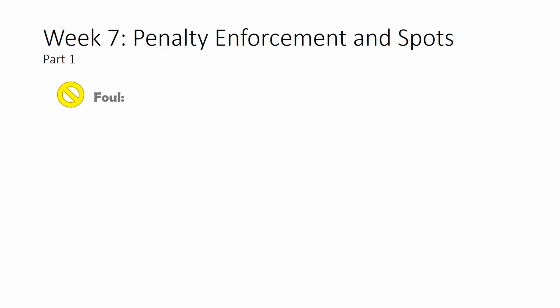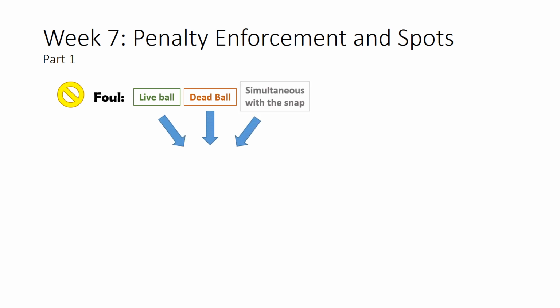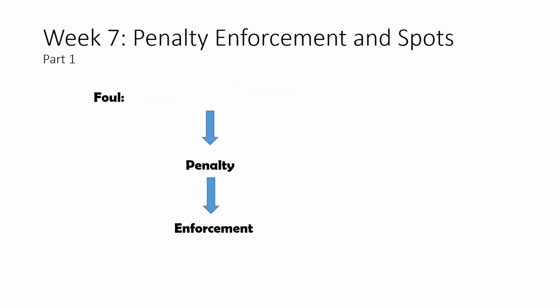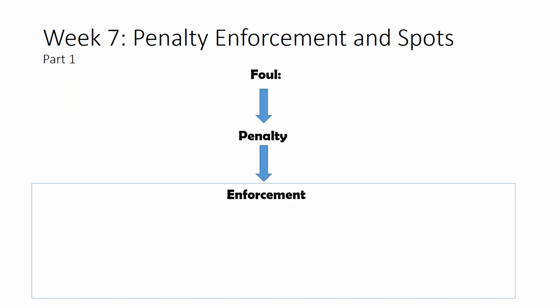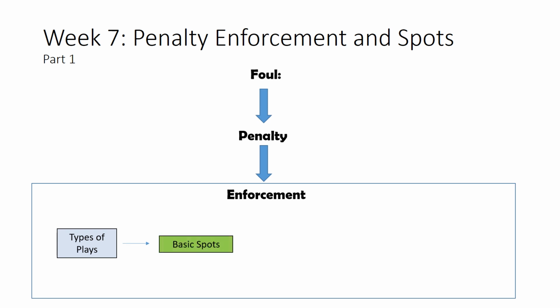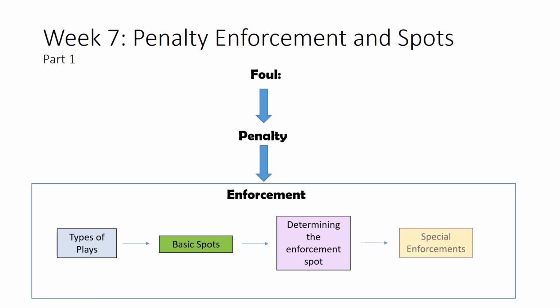To quickly review, a foul can be live ball, dead ball, or simultaneous with the snap, and for each foul, we have a penalty, and for each penalty, we must enforce that penalty. With penalty enforcement, we start with the type of play, find the basic spot for that type of play, and then we determine the enforcement spot. Remember, there are special enforcements, but we will not be covering that in our series.